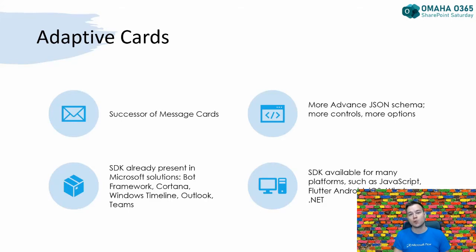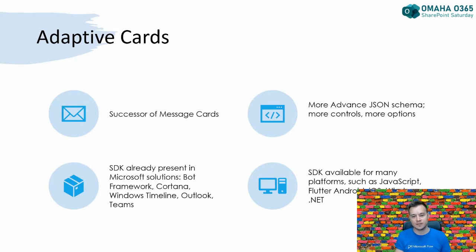Adaptive cards were born in 2018 as a successor this time of the message cards. So this technology inherits actually all the good functionalities, apart from the webhooks, from the message cards. But because it is being developed constantly since 2018, this technology is way more developed, its schema is way more advanced, and you can do a lot more things.